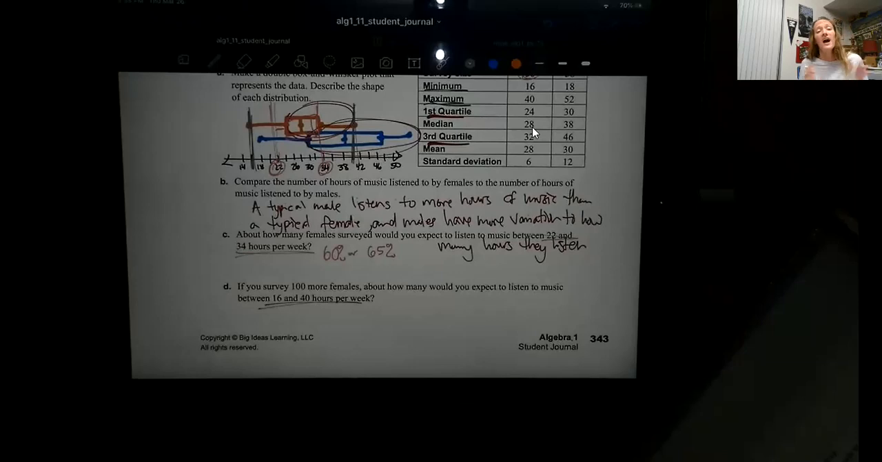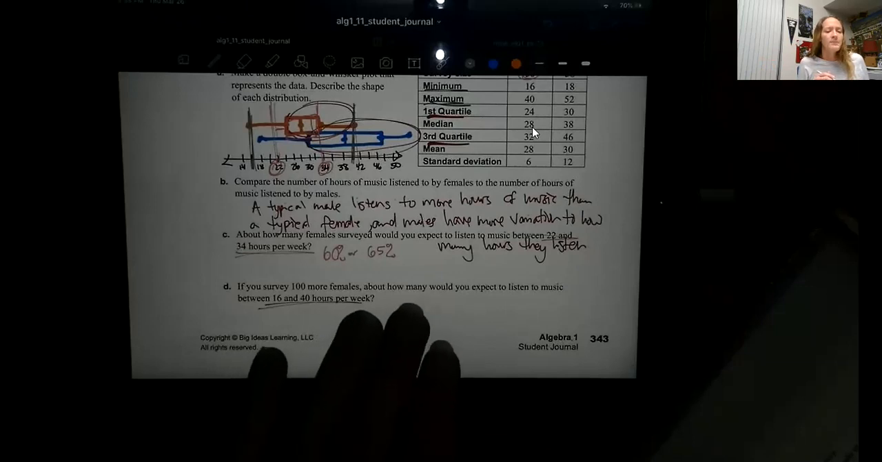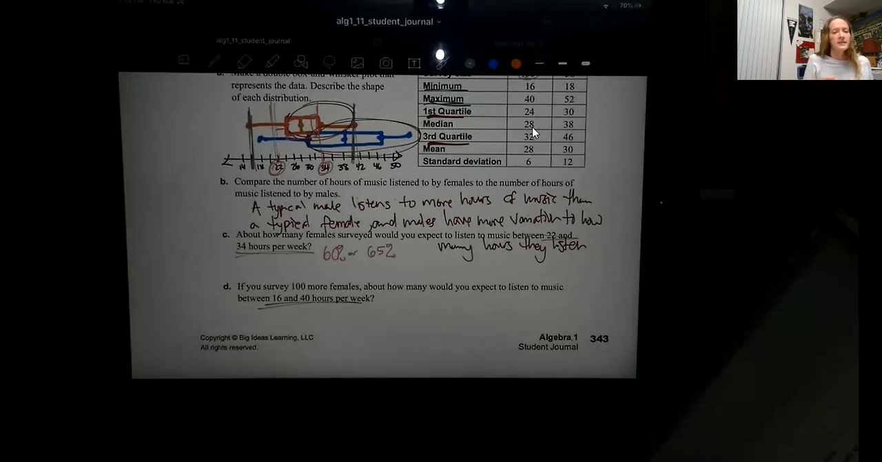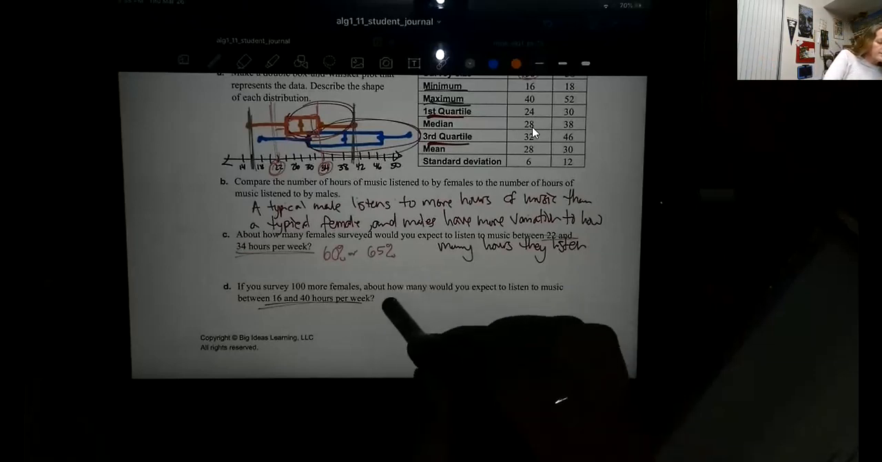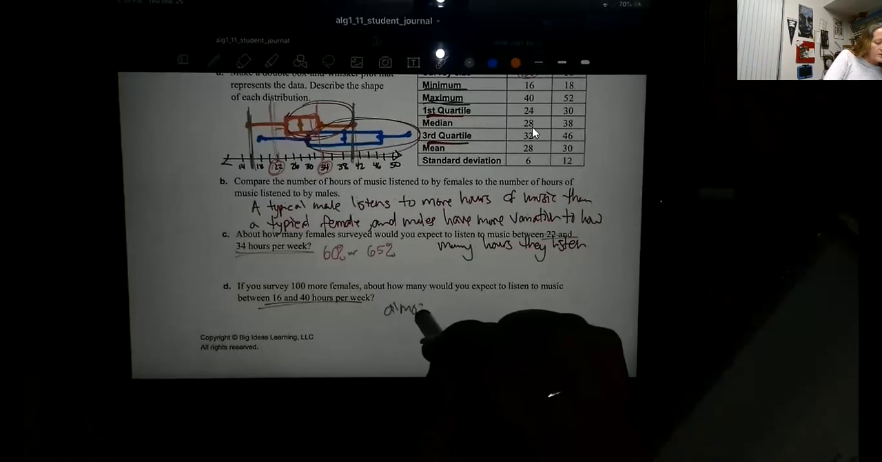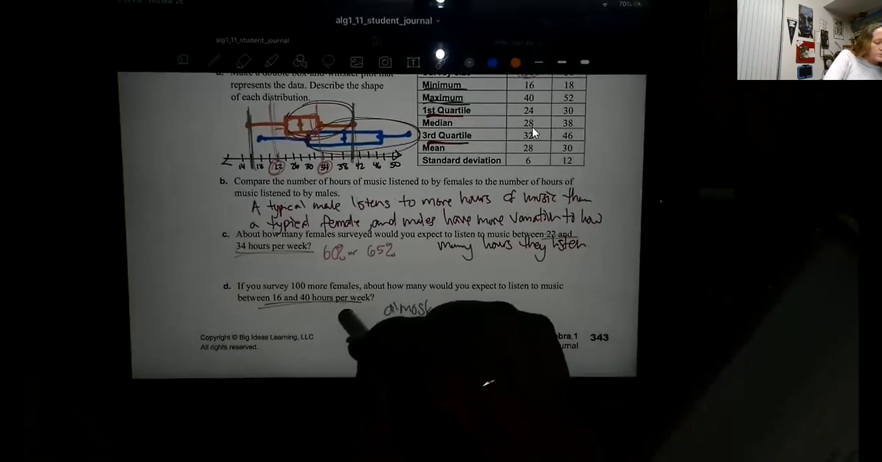But what if you survey 100, twice as many females? Couldn't there be a little more variation? Couldn't there be some females that don't listen to any or barely listen to any? They do podcasts or something else instead, or they read actual books, go figure. Or couldn't you have some that have their headphones in all day long listening to music? Anyway, there might be some more variation, but what could you say? Maybe not everyone, but how about almost all? Almost all, we would expect.